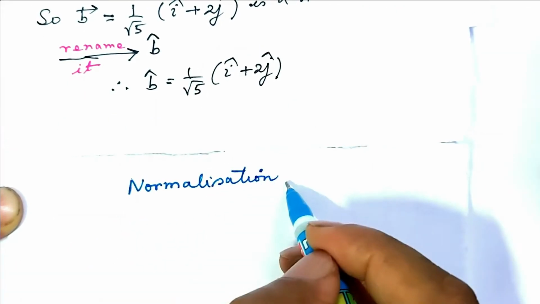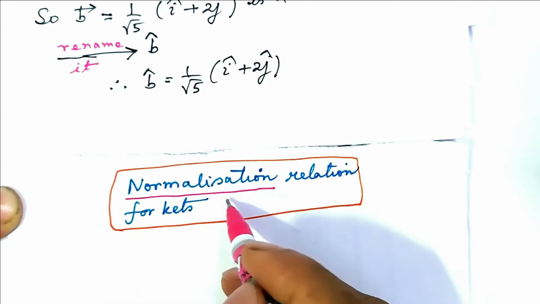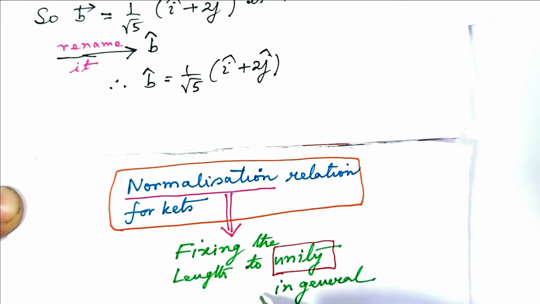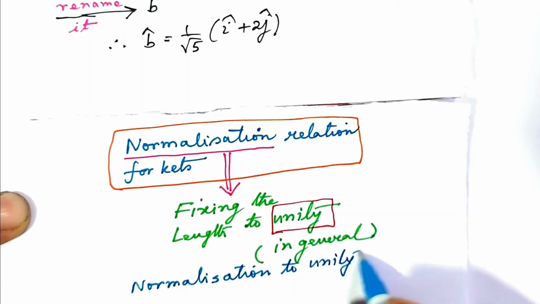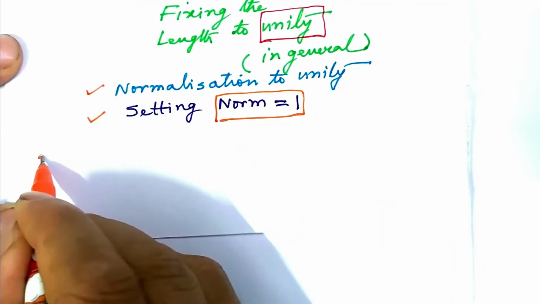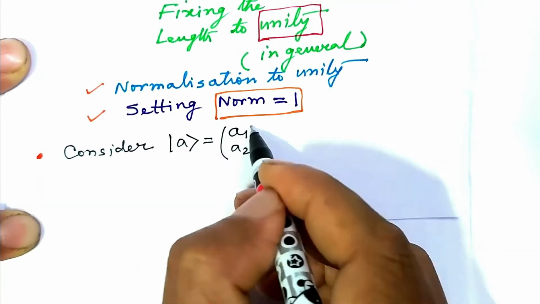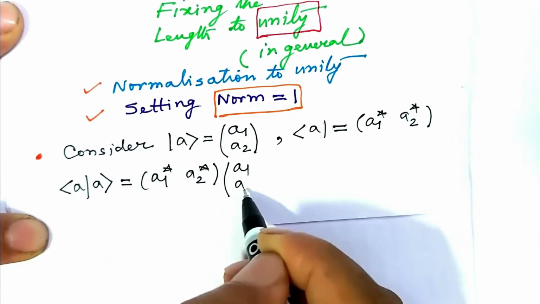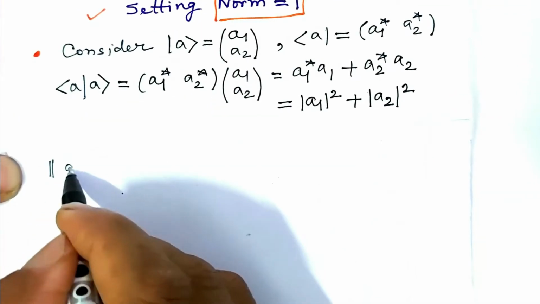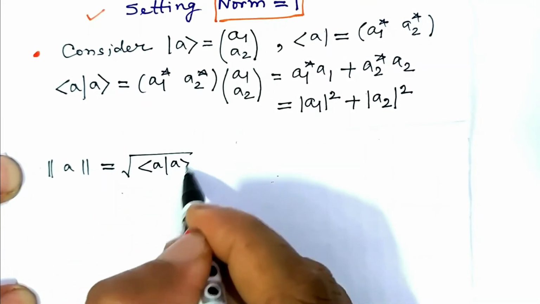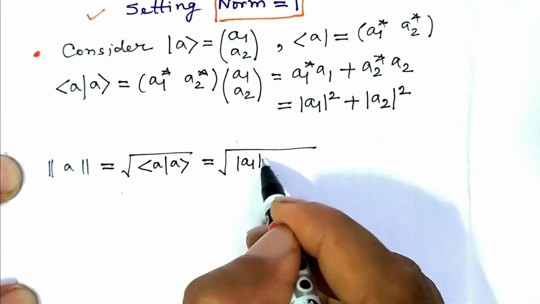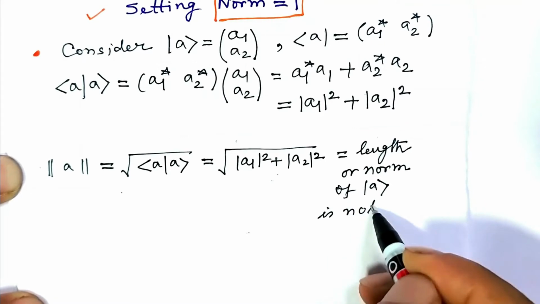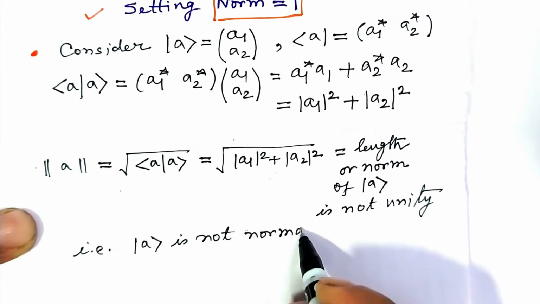We now proceed to discuss normalization relation for kets. Normalization is in fact fixing the length to unity in general, and this is referred to as normalization to unity, that is setting norm to 1. Consider ket A equal to A1 A2, bra A equal to A1 star A2 star. Then bra A ket A is mod A1 square plus mod A2 square. So norm of ket A is under root bra A ket A equal to under root mod A1 square plus mod A2 square, which is the length or norm of ket A. And it is not unity, that is ket A is not normalized.